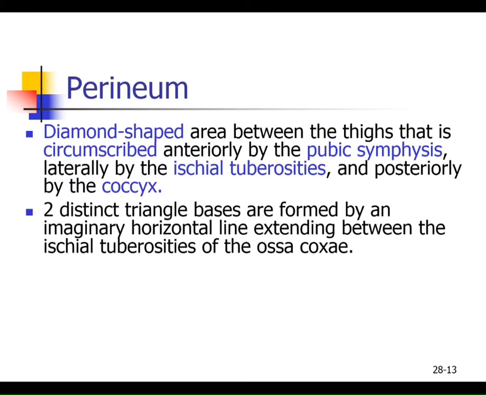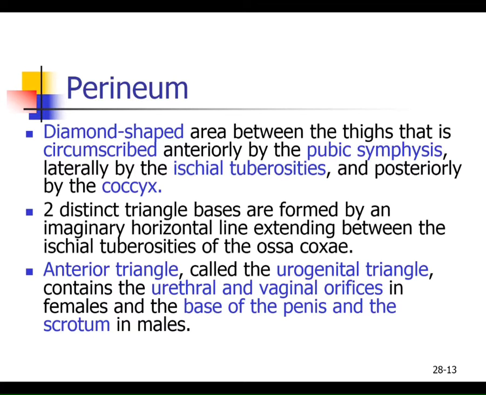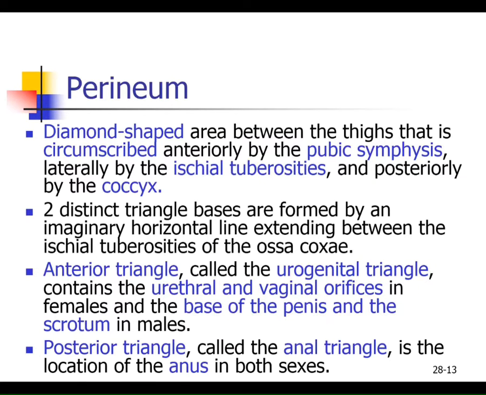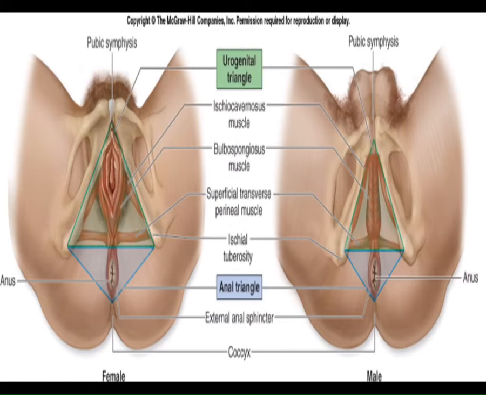So we're going to create this big diamond, the perineum, and then within that diamond, you can split it into 2 triangles, and we'll just kind of have an imaginary line at about the ischial tuberosities. The anterior triangle that is formed would also be called the urogenital triangle, and that's going to contain the urethra, and in the female, the vaginal orifice. In the male, it's going to go to the base of the penis and to the scrotum. And then the second triangle, the posterior triangle, would be considered the anal triangle, and that would be the same in both sexes. So here's a picture of that diamond.